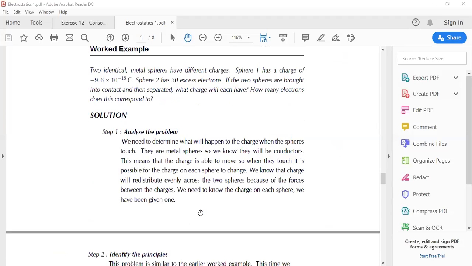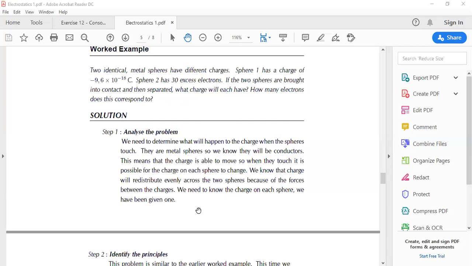It says, with the example, two identical metal spheres of different charges. Sphere 1 has a charge of negative 9.6 times 10 to the power negative 18 coulombs. Sphere 2 has 30 excess electrons. If the two spheres are brought into contact and then separated, what will each have? How many electrons does this correspond to? Right, so let's go over it now.